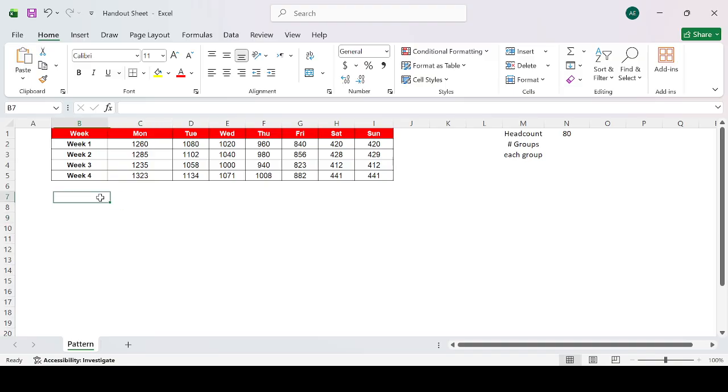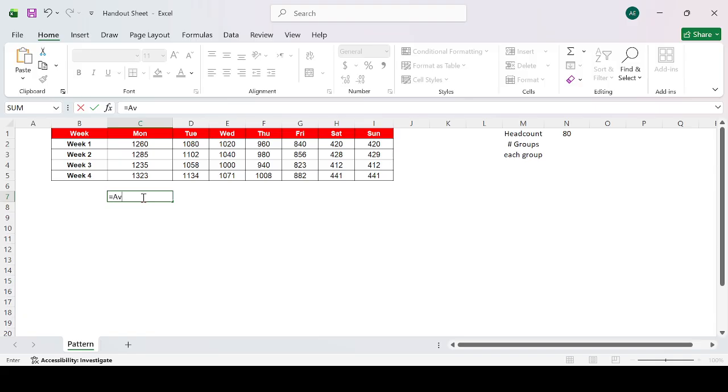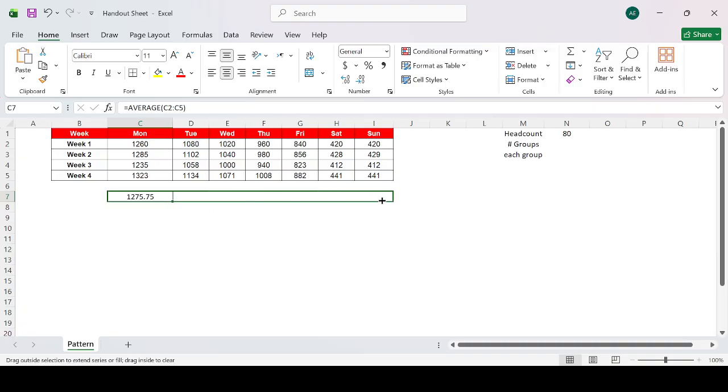So the first step is to get the average of each day. Right now, we are going to use the average formula by getting the average of each day separately. Right now, we have the average for Mondays, which is 1,275. And let's drag the formula. So right now, we got each individual day and its volume.